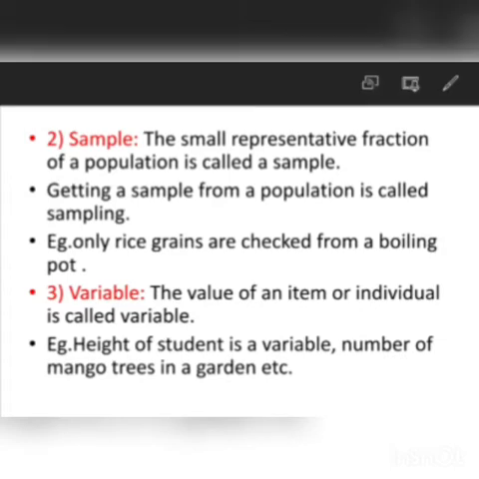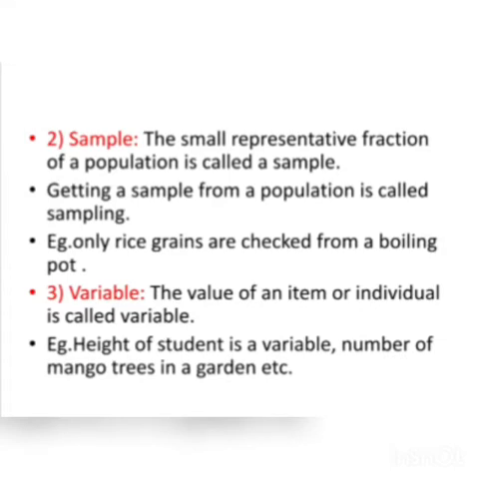Then the next term is sample. The small representative fraction of a population is called a sample. Getting a sample from a population is called sampling. Okay, so see the example, then you will understand what exactly a sample is.